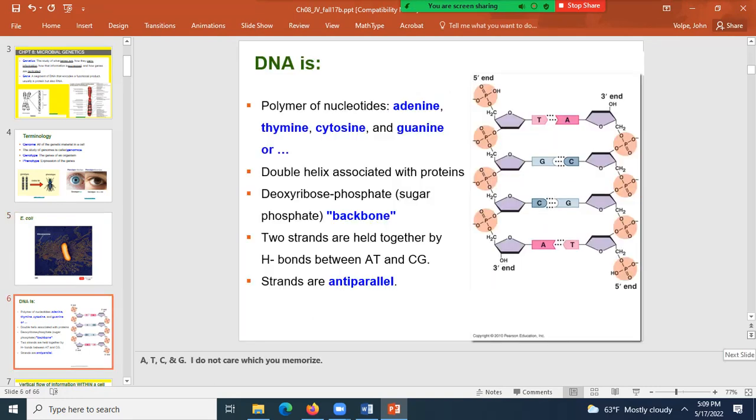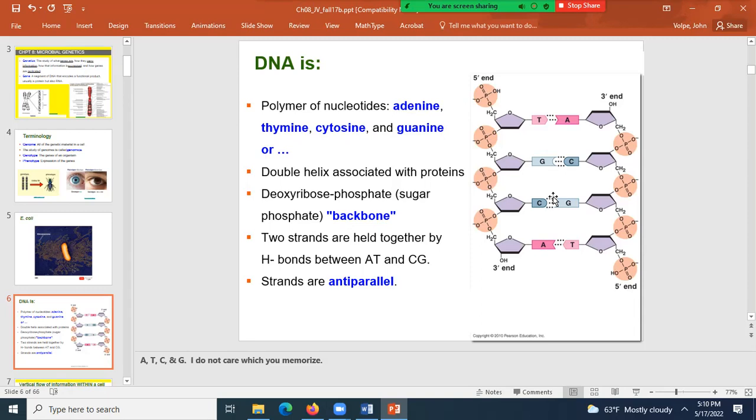When we're talking about DNA, you should remember that it's a polymer of nucleotides. There are 4 nucleotides that make up DNA: adenine, thymine, cytosine, and guanine. I don't care if you learn these names or you call them A, T, C, and G, but you do need to know the 4 nucleotides. And here we're using the single letter abbreviation for the nucleotides.